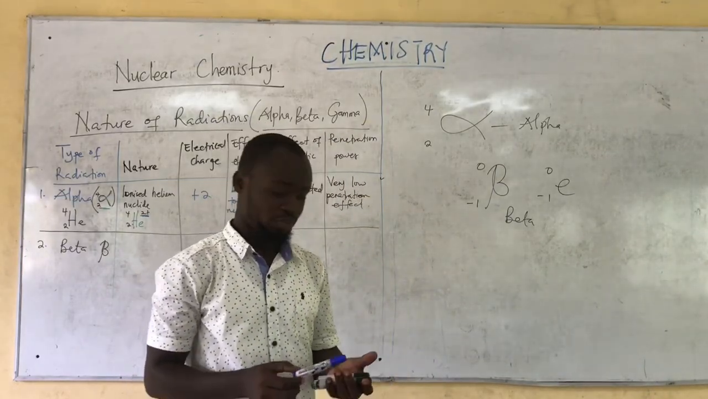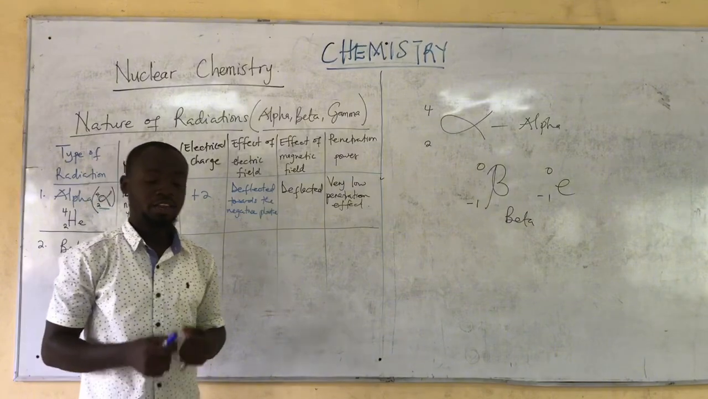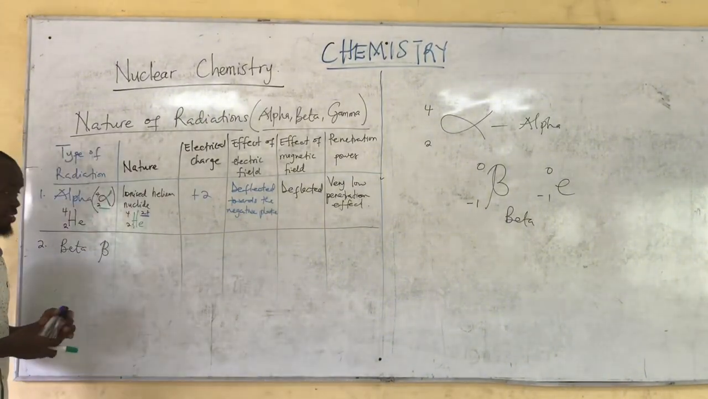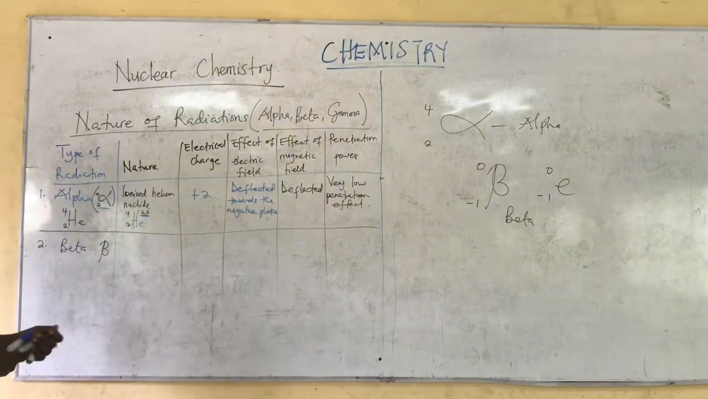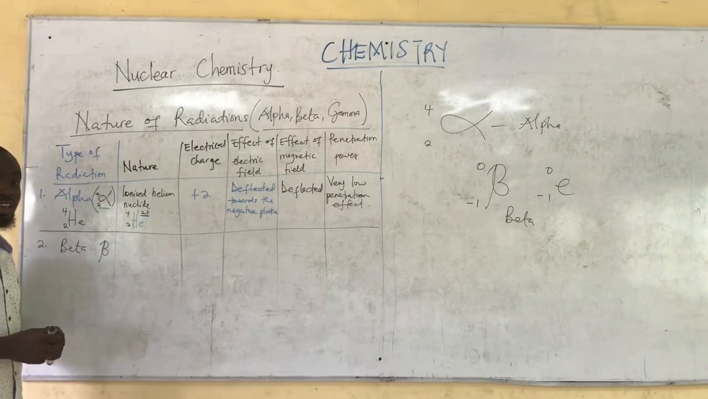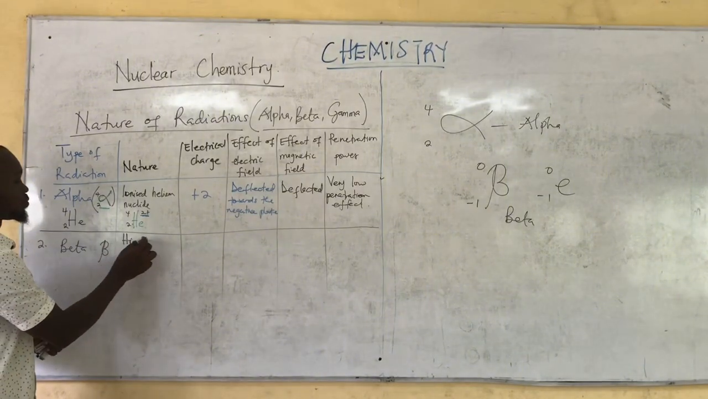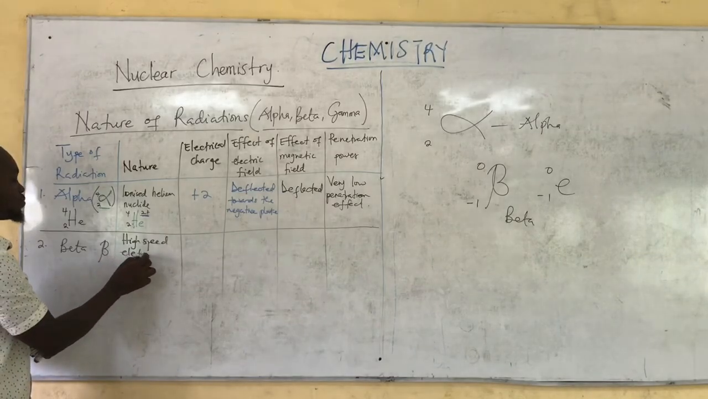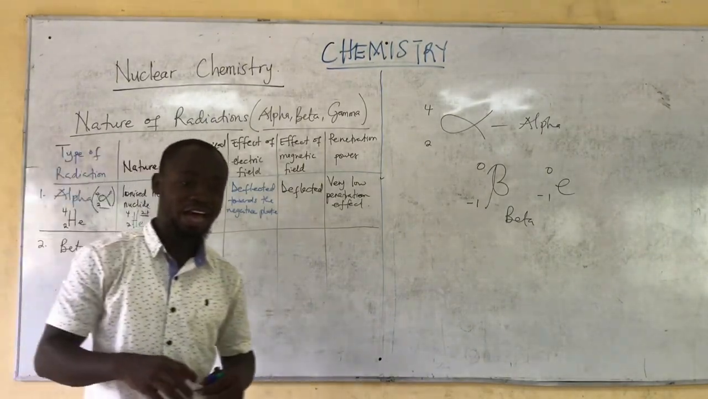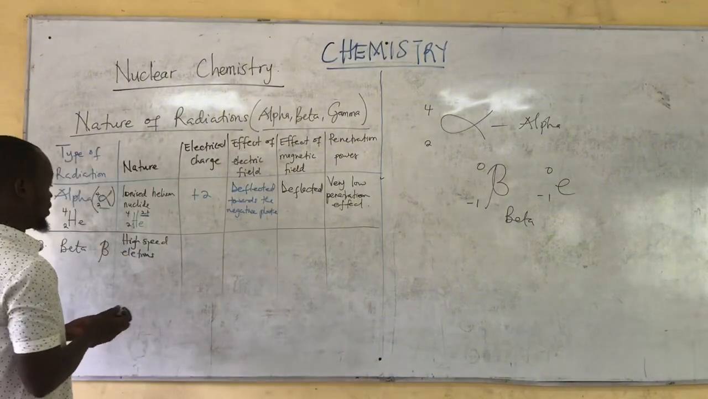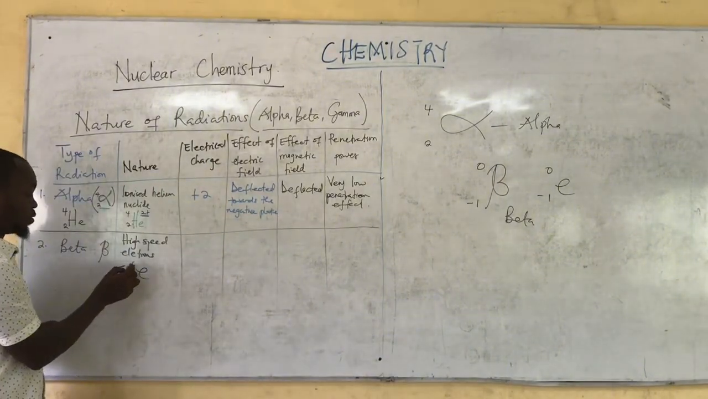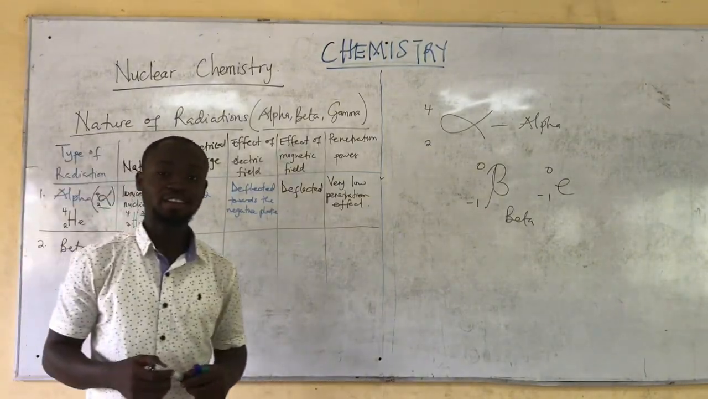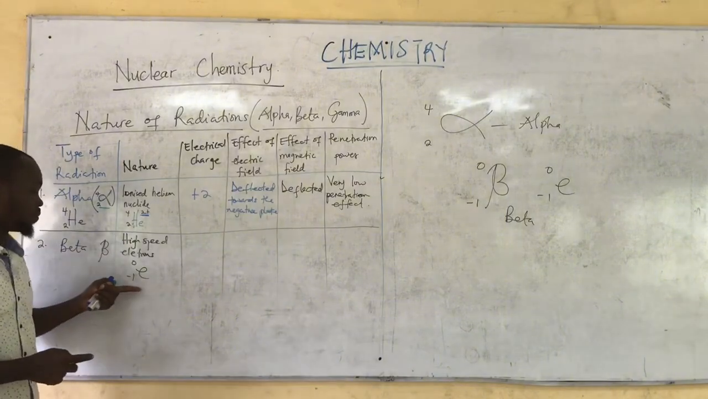Now let's go through the nature of the beta particle as well. The beta particle is described as a high-speed electron. So as the alpha particle is described as the ionized helium nuclide, the beta particle or beta radiation is described as a high-speed electron. It looks like this: e with a mass of 0 and a proton number of -1. Is that okay? Please, are you following? Yes. So that is the description of the beta particle or beta radiation.